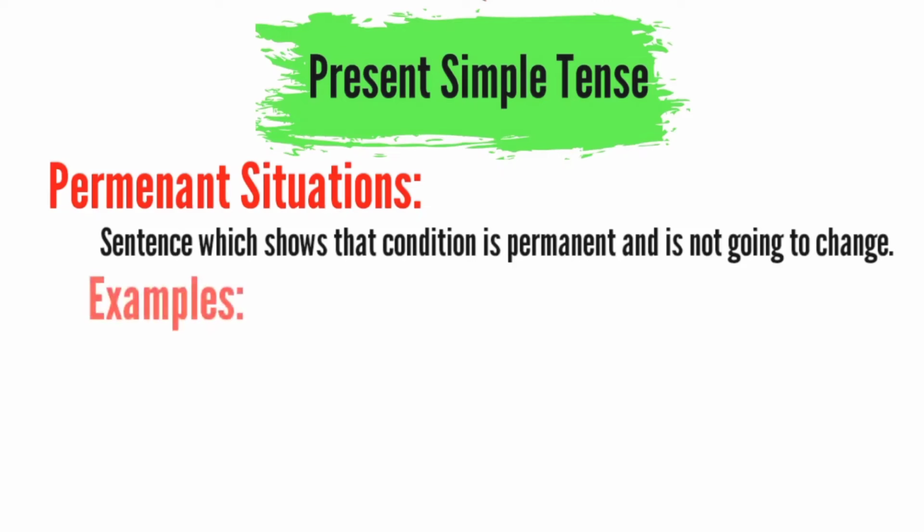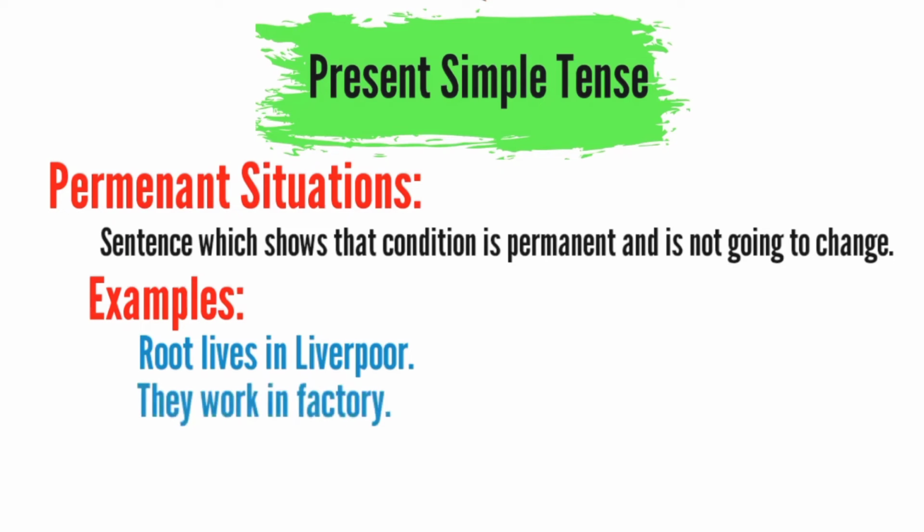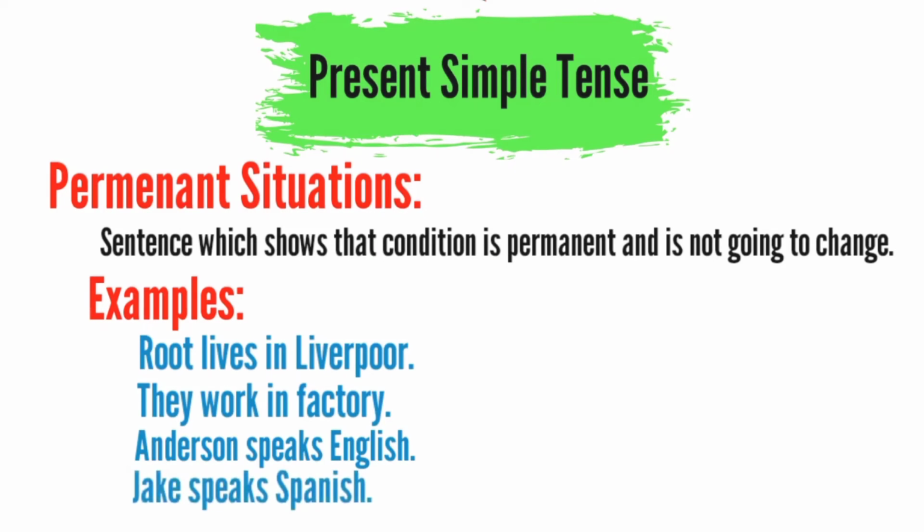The first example, Ruth lives in Liverpool. Now it's permanent, it's not temporary. The second example, they work in a factory, means they work in the factory permanently, for permanent work. Third example, Anderson speaks English. Of course, when he is speaking English, he is not going to forget this language. He will keep speaking that. And the final example is Jack speaks Spanish. So these are the examples of a permanent situation that we show through the present simple tense.